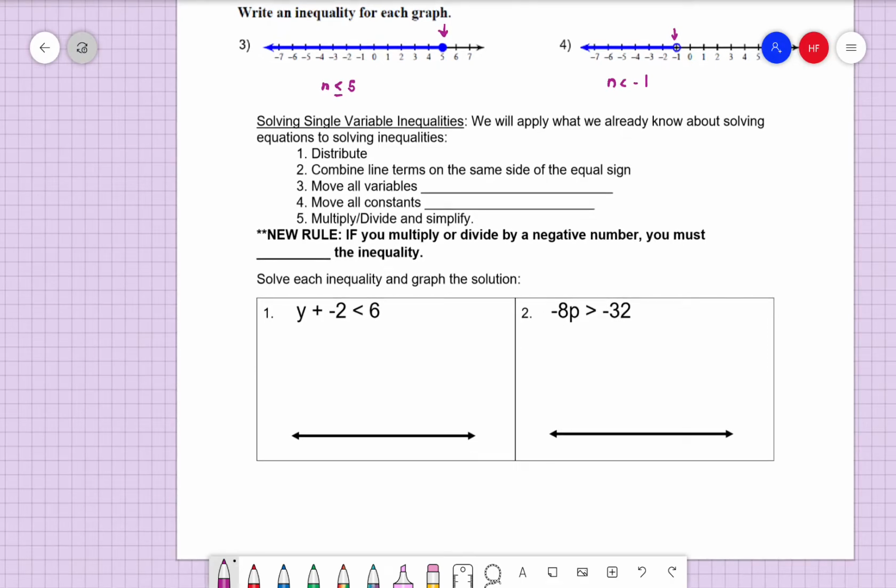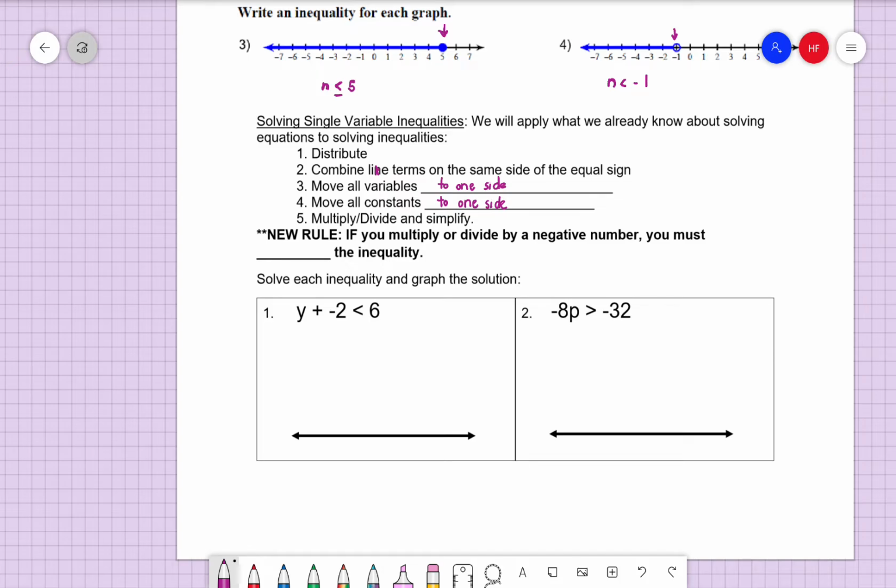So when we're solving single variable inequalities, we're going to apply what we already know about solving equations to solve our inequalities. So if we have to distribute, we'll do that first. We'll combine like terms on the same side of the equal sign, move all variables to one side, and then move all constants to one side. Multiply or divide if we need to, and then simplify.